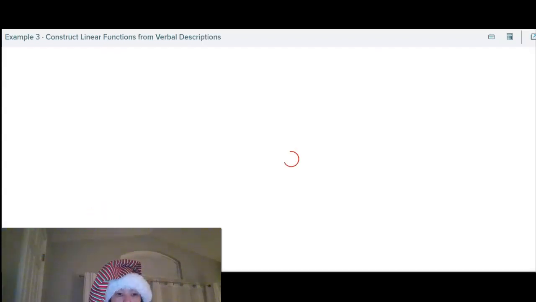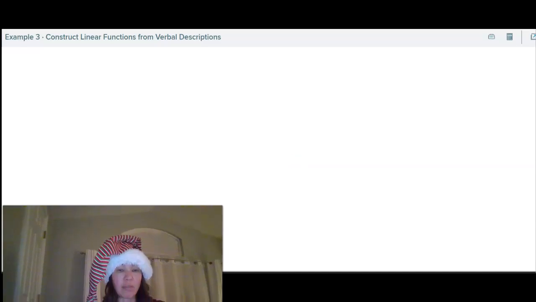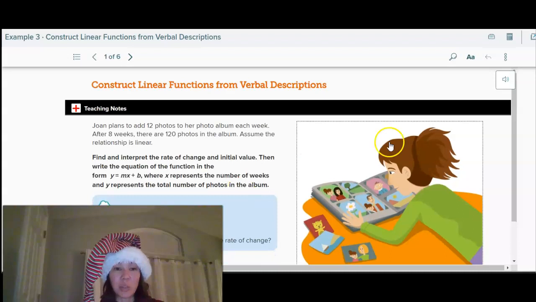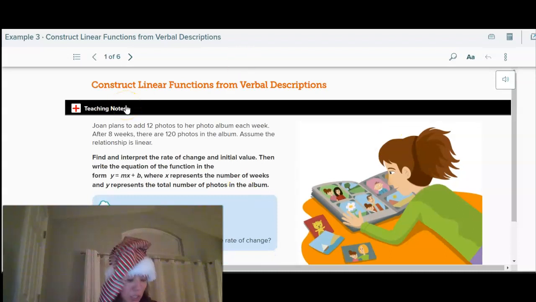Okay, so these problems do get a little bit more involved, and you have to think a little bit more. So just pay attention as we do a few examples. This one is on page 280. It says Joanne plans to add 12 photos to her album each week. After 8 weeks, there are 120 photos in the album. Assume it's a linear relationship. Find and interpret the rate of change, which is your slope, m, and initial value, which is your y-intercept, b.